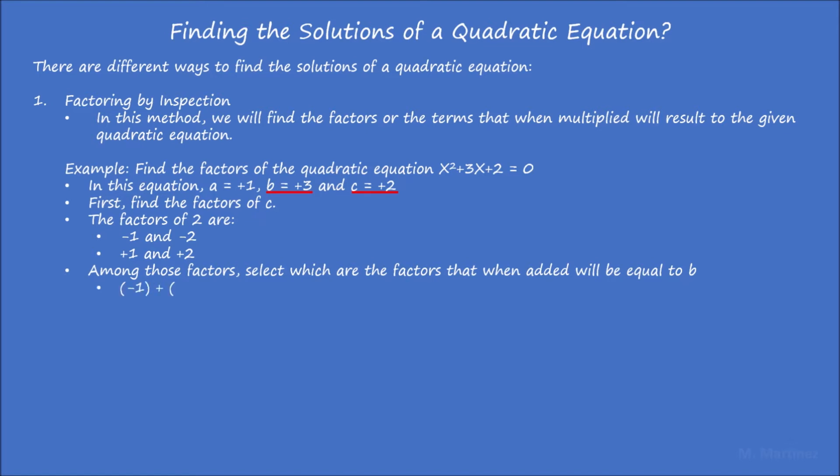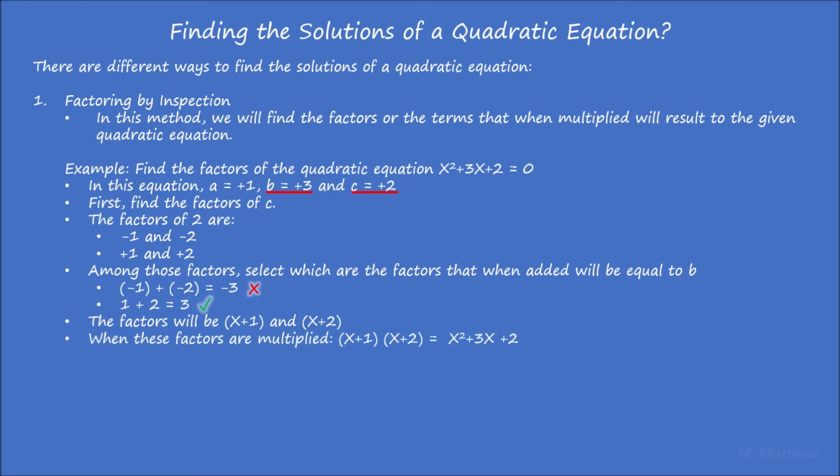Negative 1 plus negative 2 equals negative 3. Therefore, those are not the factors that we're looking for. Positive 1 plus positive 2 equals positive 3. Therefore, these are the correct factors. These factors will be added to x. Thus, the factors are x plus 1 and x plus 2. When x plus 1 is multiplied by x plus 2, the result should be x squared plus 3x plus 2.